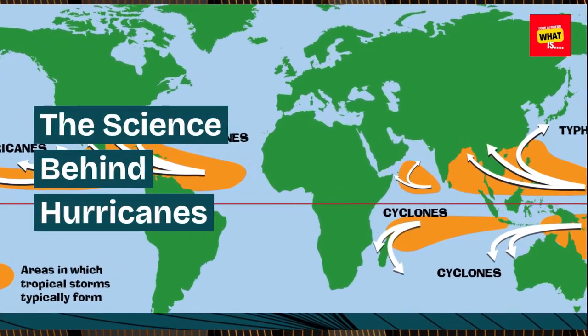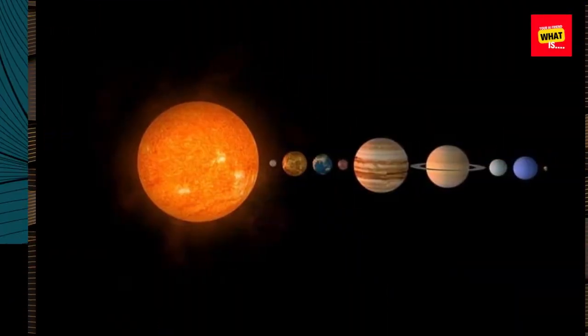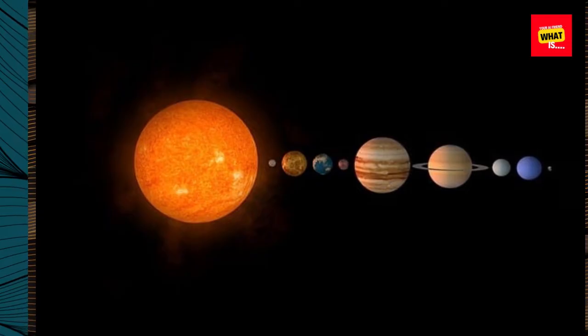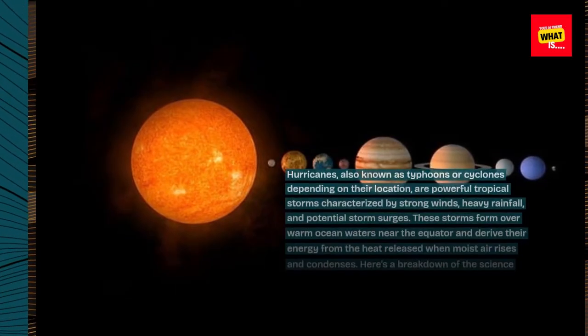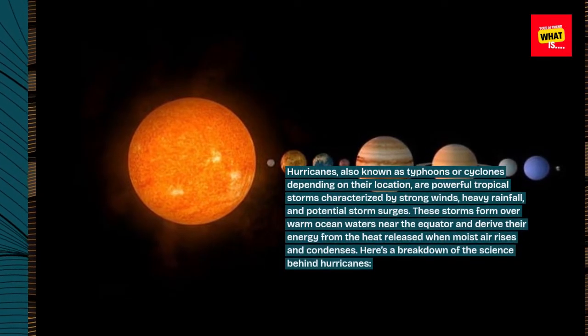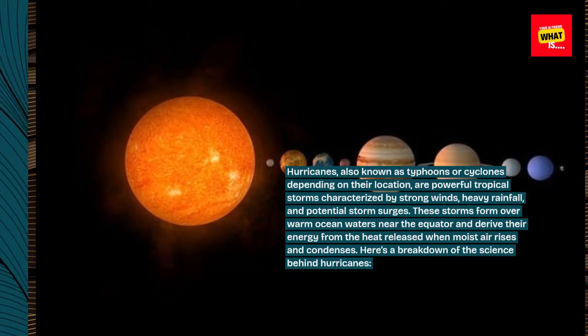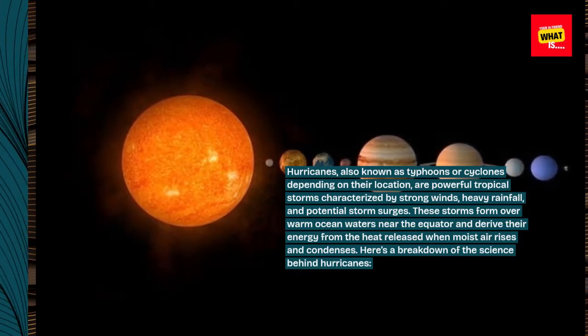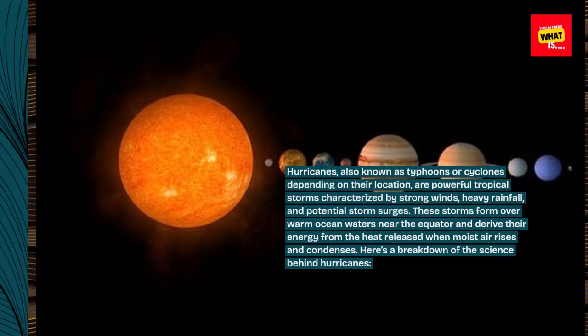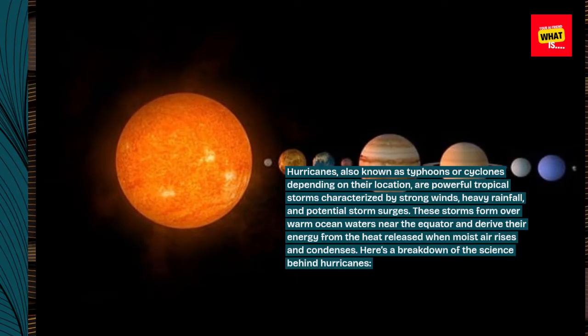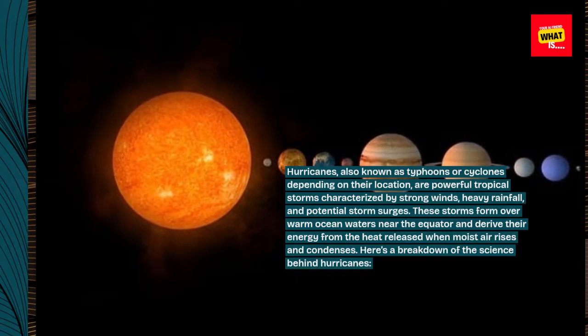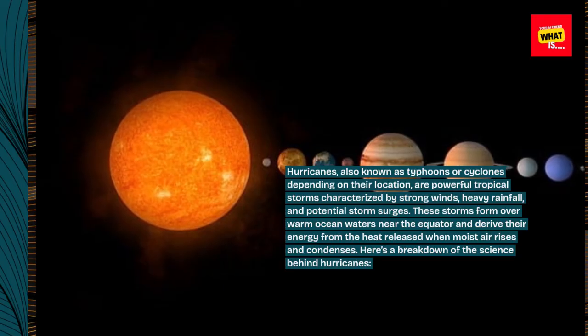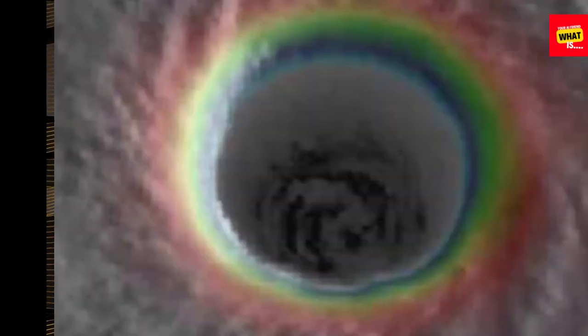The science behind hurricanes. Hurricanes, also known as typhoons or cyclones depending on their location, are powerful tropical storms characterized by strong winds, heavy rainfall, and potential storm surges. These storms form over warm ocean waters near the equator and derive their energy from the heat released when moist air rises and condenses. Here's a breakdown of the science behind hurricanes.